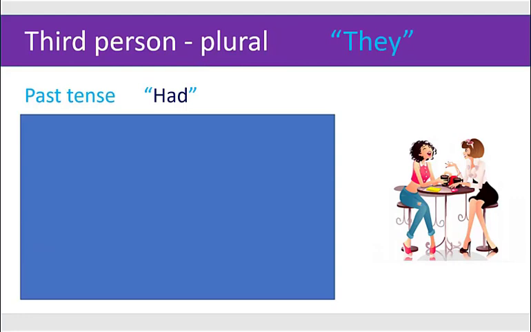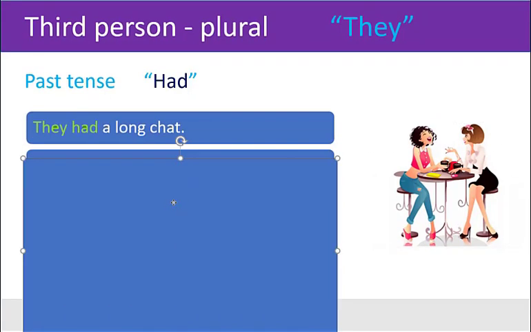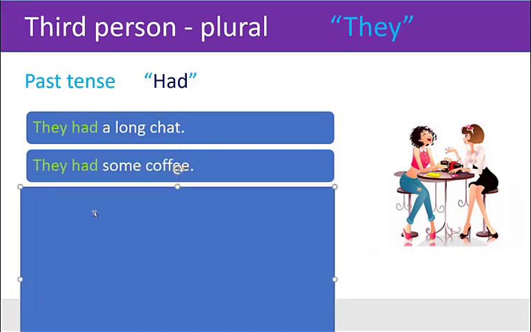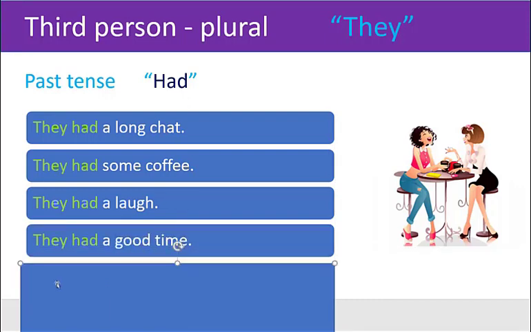Now let's have a look at the third person plural of the verb have in the past tense. Again, this changes to had. So, they had a long chat. They had some coffee. They had a laugh. And they had a good time.